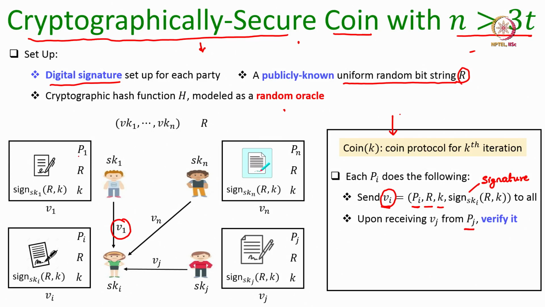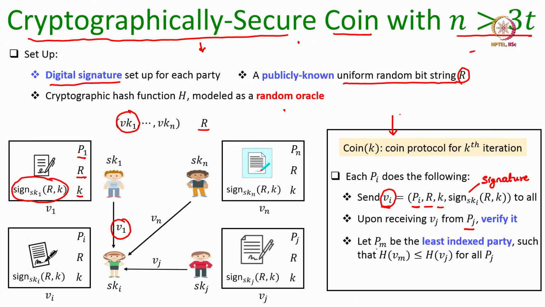Now, V1 is supposed to consist of the identity of the party; it checks that. It should have the value of the random string, which anyhow is publicly known, so Pi can verify that. It should check the iteration number, which is also public information. The only thing which Pi has to check separately is the signature, and that also can be verified because the corresponding verification key for the party P1 is publicly available. So whenever Pi receives a tuple Vj from any party Pj, it can verify whether it is correct or not. If it is correct, then it keeps it; otherwise it simply considers that Pj has not sent any value, or imagines that it has sent some default message.